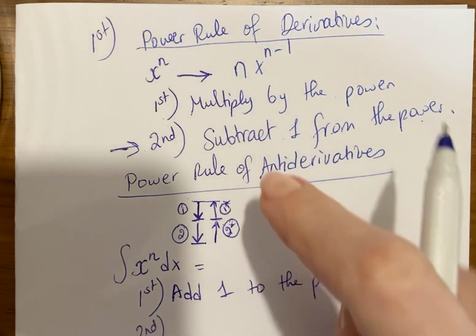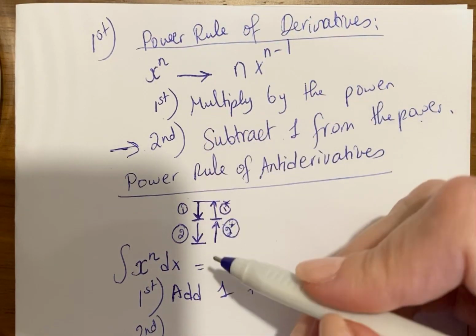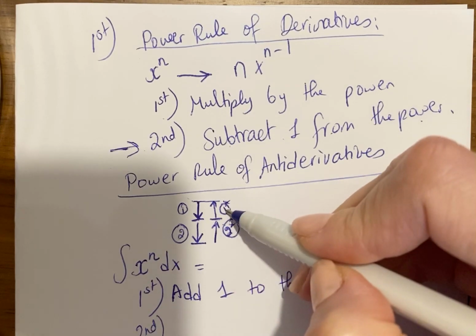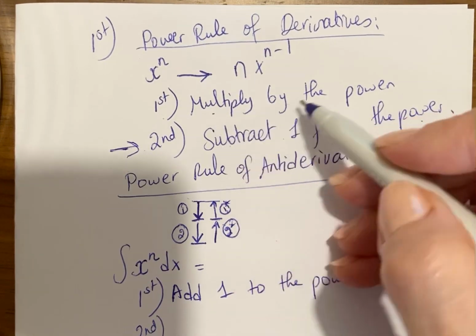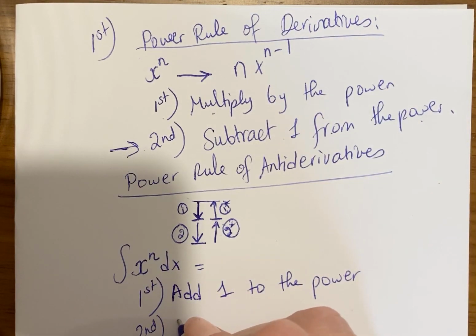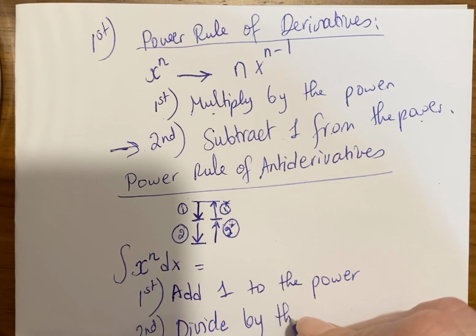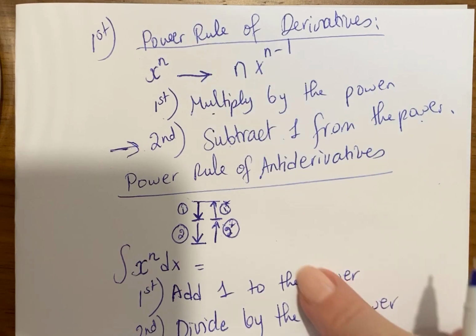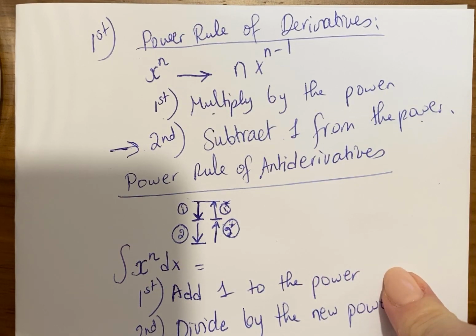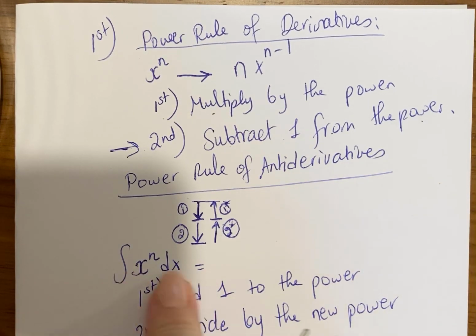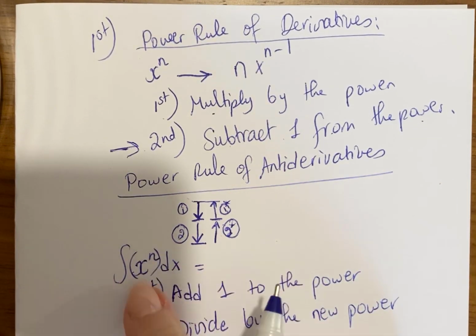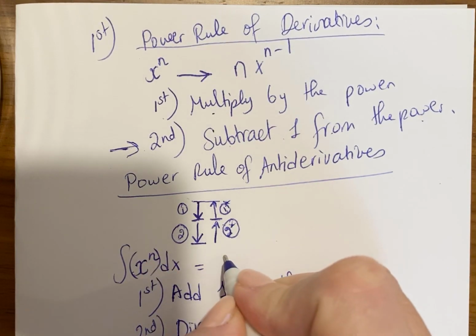Second, you have to undo the first step. So you undid the second step, now you have to undo the first step. What was the first step? Multiplying by the power. What is the undoing of multiplication? You have to divide by the new power because you added 1. The answer after you added 1, we will call it the new power. What do we do with it? We divide by it. So now if I want to apply this in general, if my integrand is x to the power n, then what will I do? I will first add 1 to the power.